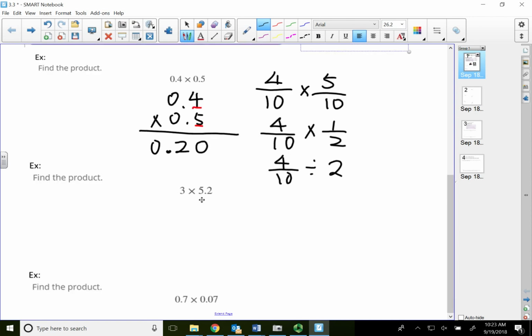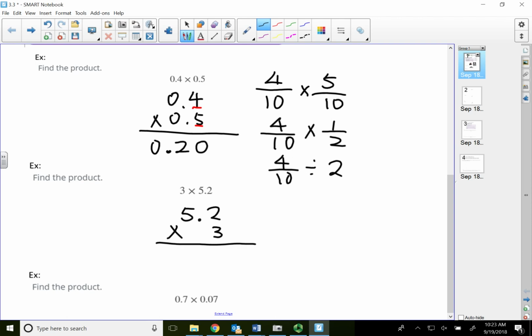All right, so let's multiply. These 2 numbers are bigger than 1, so once we multiply, the product should be bigger. I always put the number with the most digits on top. So 5.2 times 3. When multiplication is written vertically, you do not have to line them up because we're treating this like multiplying whole numbers. So worry about the decimal place after you multiply. Let's take a look.